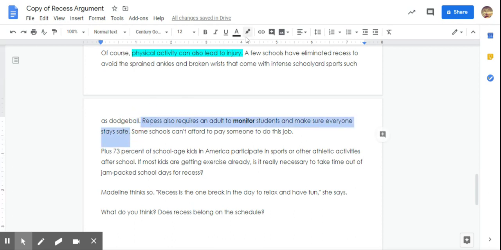So here's a second reason why some schools might not want to do it. You need an adult to monitor it, and someone needs to be making sure that everybody's safe. Some schools can't afford to pay someone to do this job. Plus, 73% of school-age kids in America participate in sports or other athletic activities after school. If most kids are getting exercise already, is it really necessary to take time out of the jam-packed school day for recess? So here is another reason against.